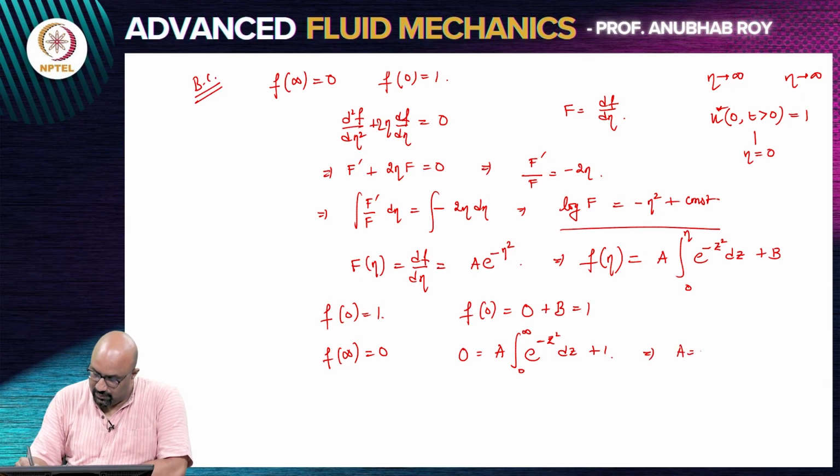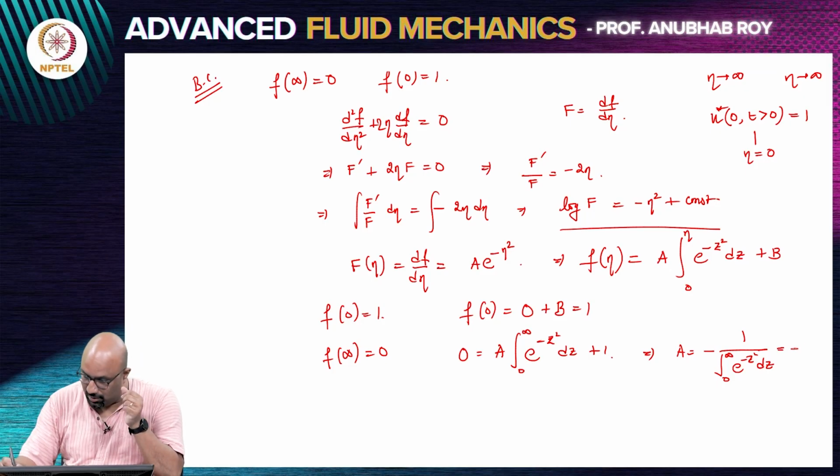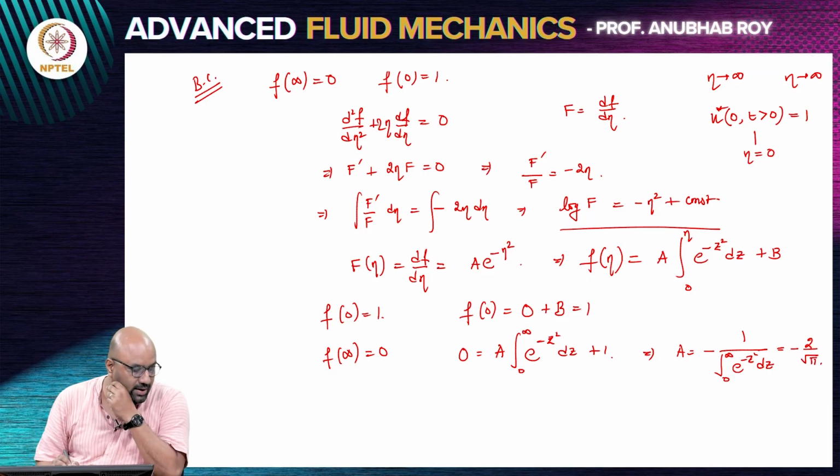So, a is equal to minus 1 by the integral from 0 to infinity of exponential of minus z square dz. Now, exponential of minus z square dz is basically a half integral of a Gaussian. So, that is going to turn out to be square root of pi by 2, or a is going to be minus 2 by root pi.